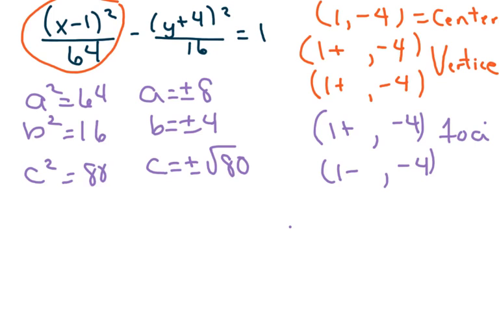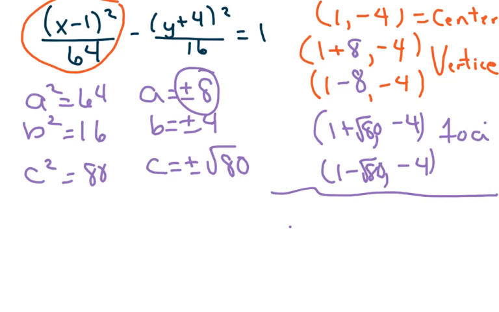So for my vertices, I'm adding to the x. My x, I'm adding the a. So it's plus 8, and then it's minus 8. And for the foci, I'm adding the square root of 80. And you can simplify that. So let me simplify all this. So basically your vertices are 9, -4, and -7, -4. That's your vertices.